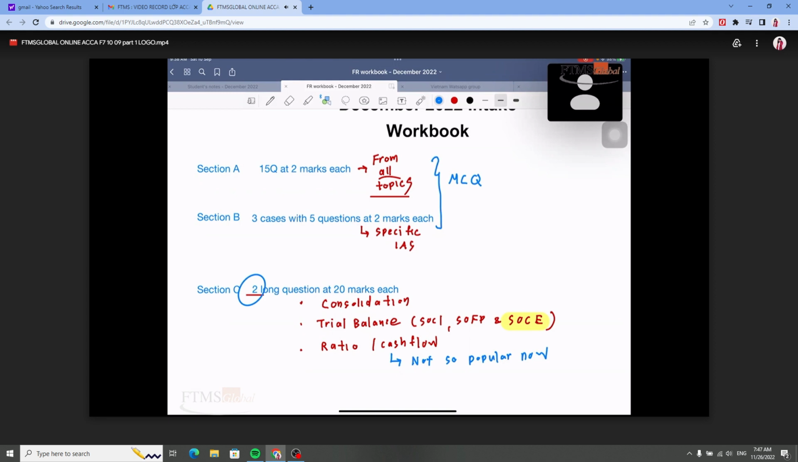You have section A, section B, and section C. Of course, section C, if you ask me, will be the easiest. Okay, I would say section C is the easiest, not because the questions are easy. Section C to me is the easiest because it's predictable.